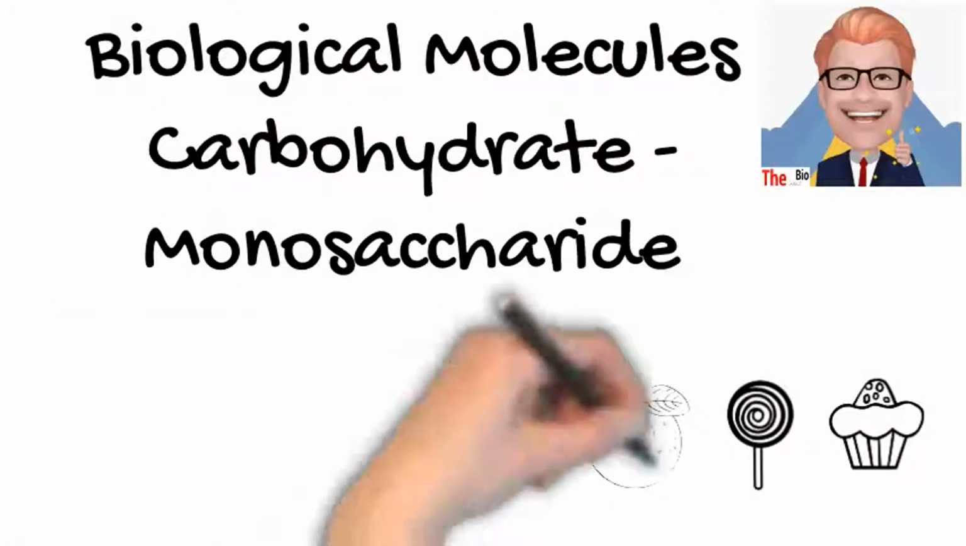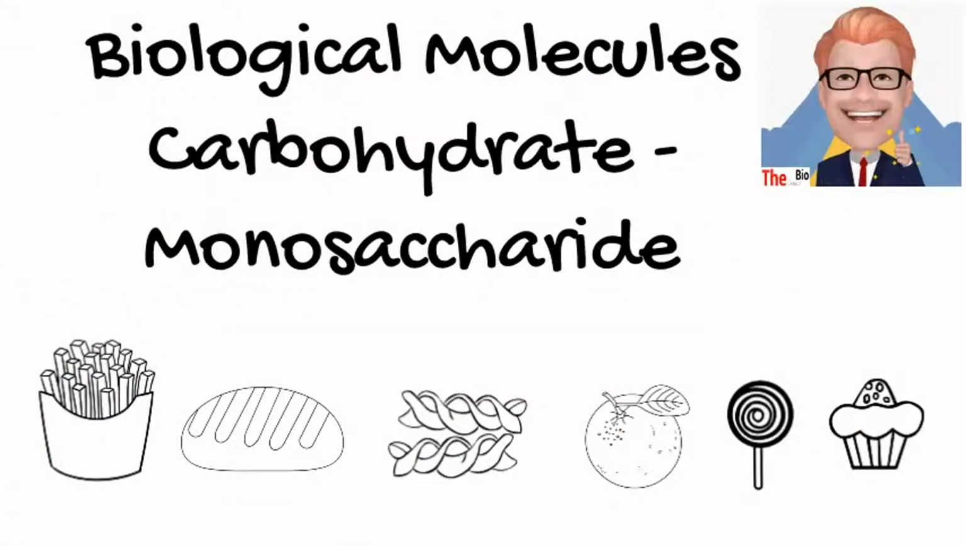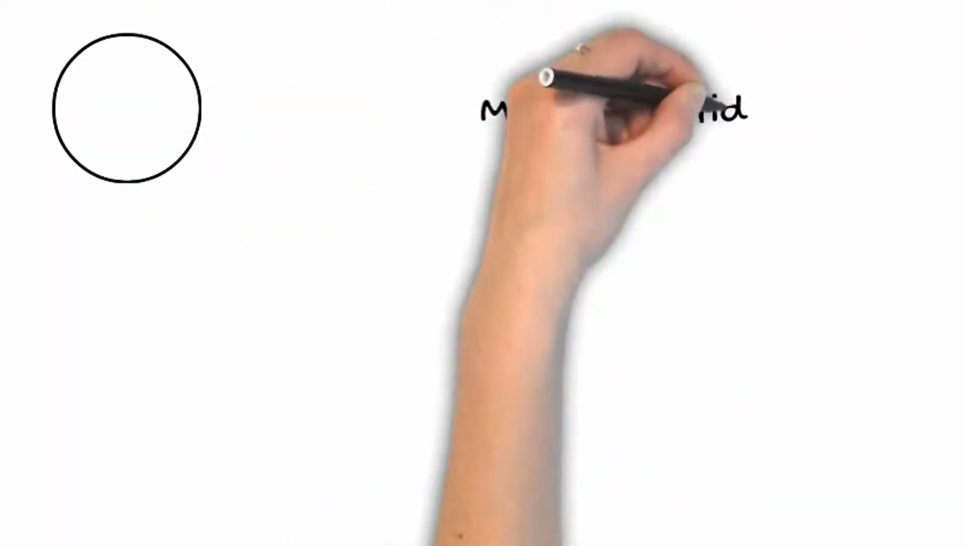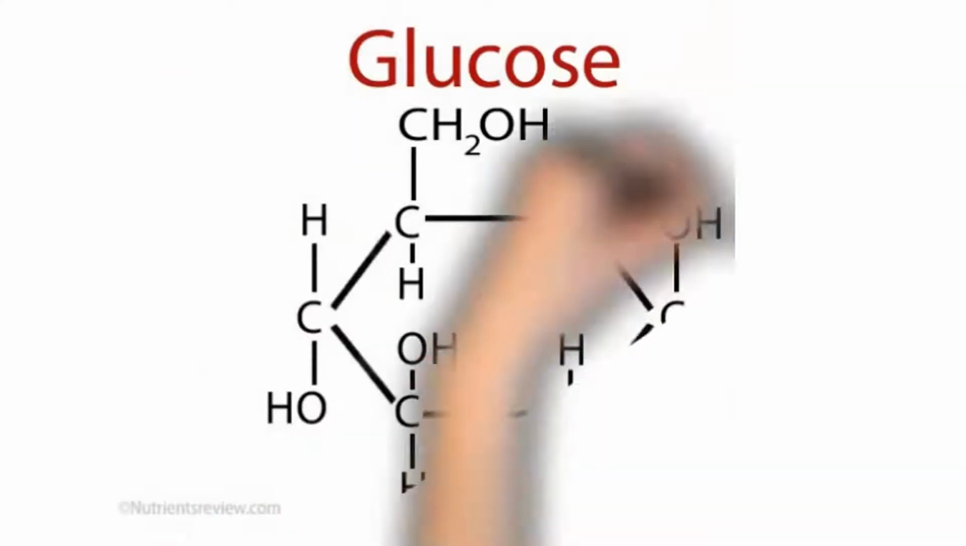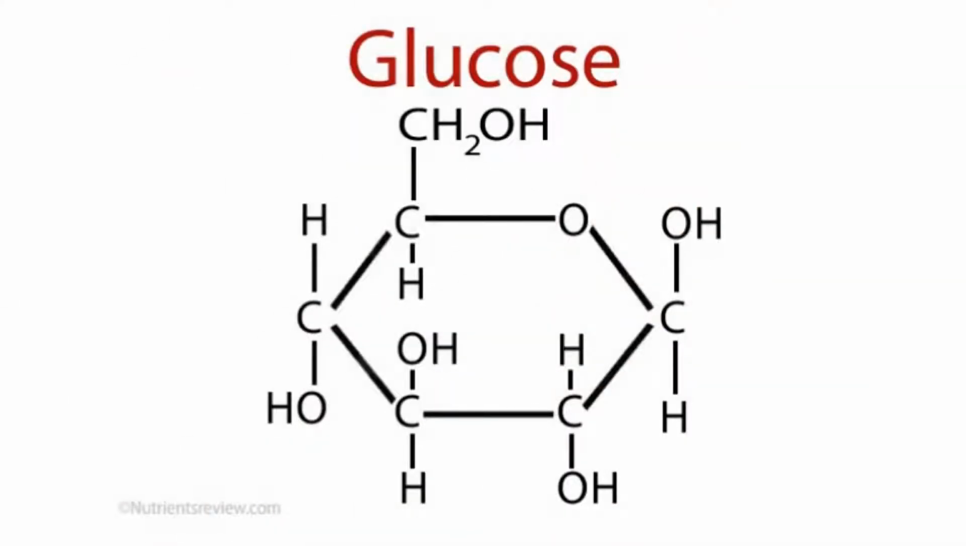Today we are looking at biological molecules. We'll start with carbohydrates, monosaccharides, the simple sugars. Like in chemistry, all monomers form polymers, and here we have monosaccharides forming a two-sugar disaccharide and finally a long-chain polysaccharide, complex carbohydrates. The most famous of these monosaccharides is glucose.